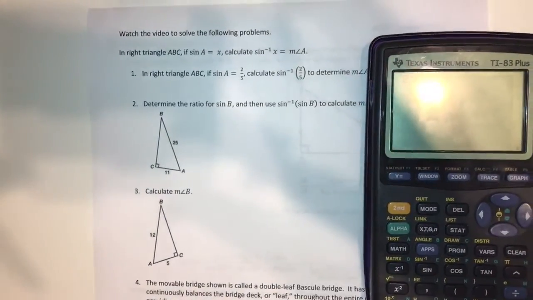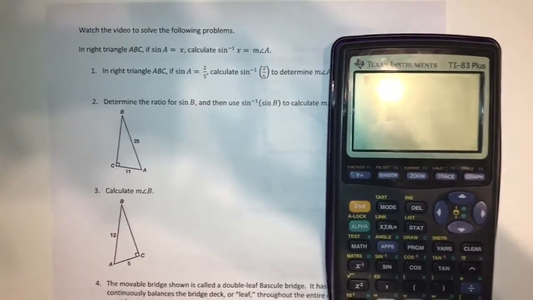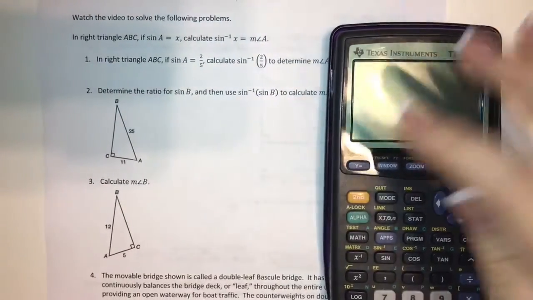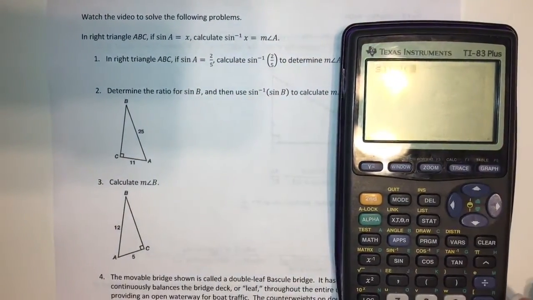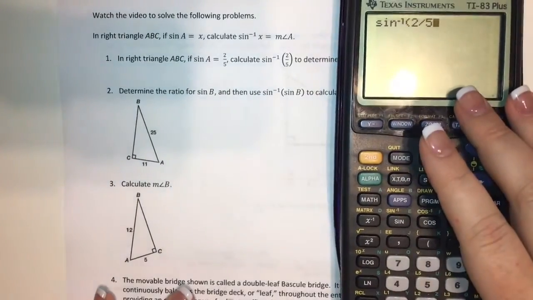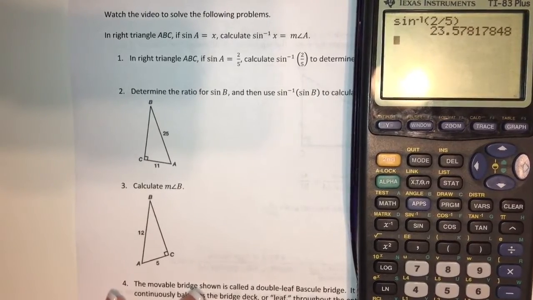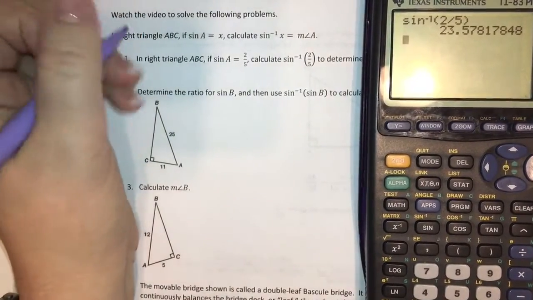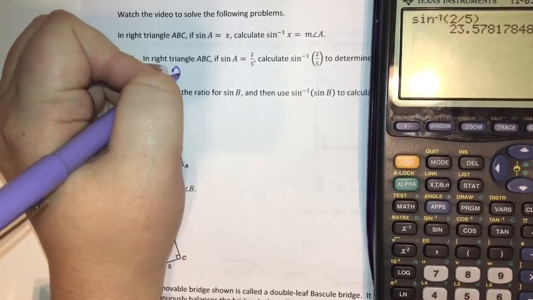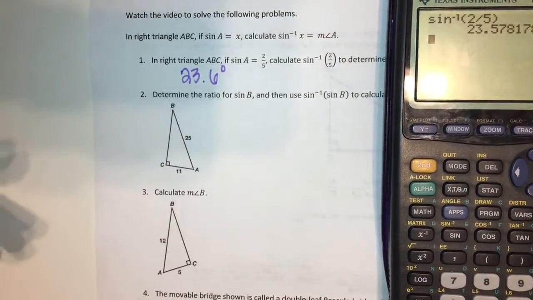If you remember from the previous video, to get the inverse sine, we just hit second sine, and then we'll do 2 divided by 5. You can do 2 over 5 if your calculator allows, but 2 divided by 5 is the same thing. So here we're going to get the angle is 23.6 degrees. So I'm going to go ahead and round that to the nearest tenth.